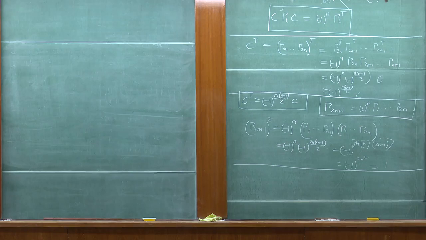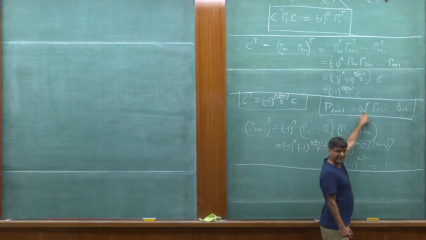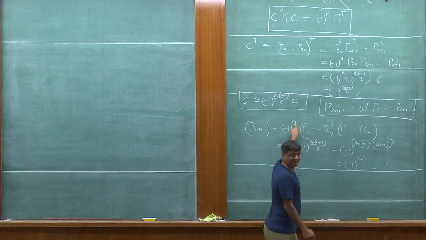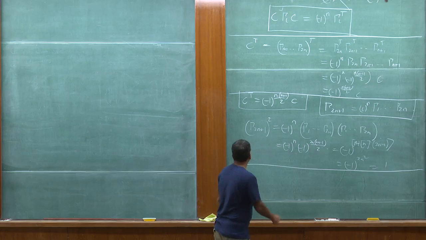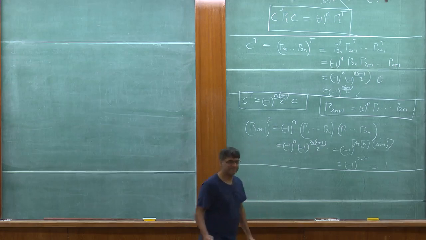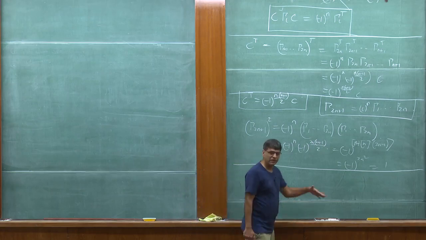Is this clear? Here it was i to the power n, and that became minus 1 to the power n, because there were two of them. So it's the same as i to the power n. All good?